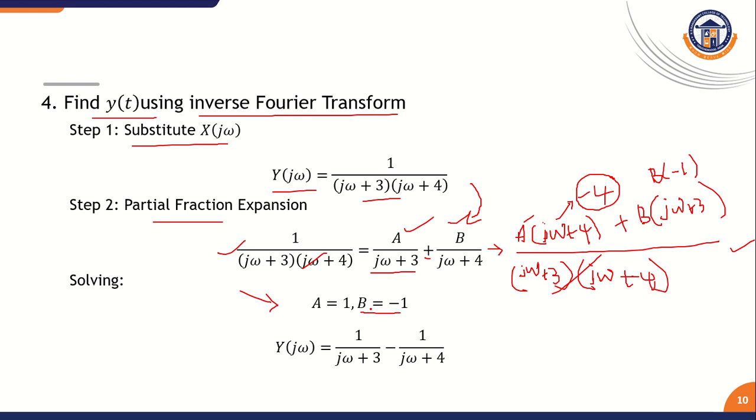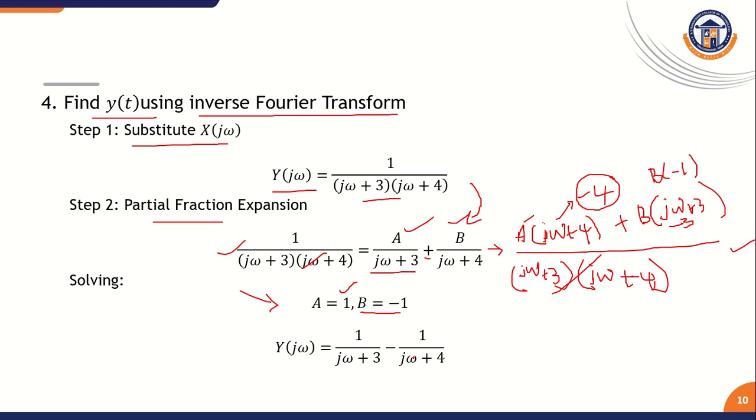Once we found the value of b, next we find the value of a. How can we find the a value here? We want to cancel the b term, so we substitute j omega equal to minus 3. Then minus 3 plus 3 equal to 0, so this b term will be cancelled. After this substitution, we get a value equal to 1.